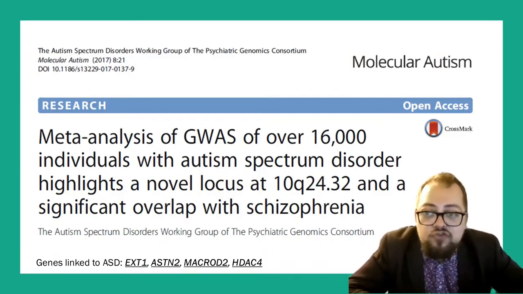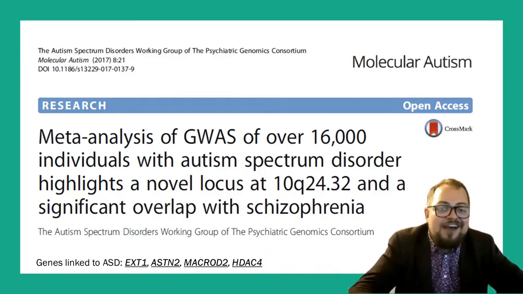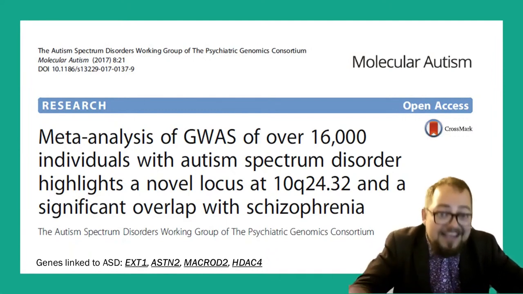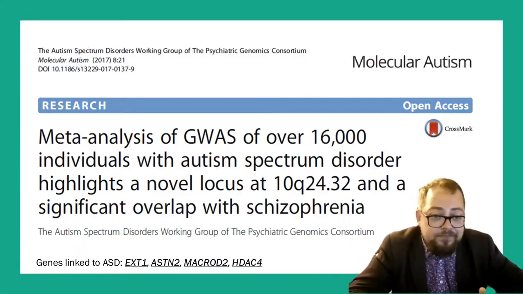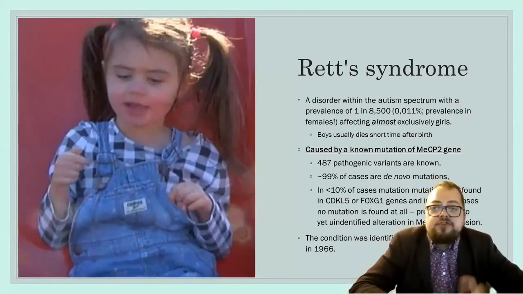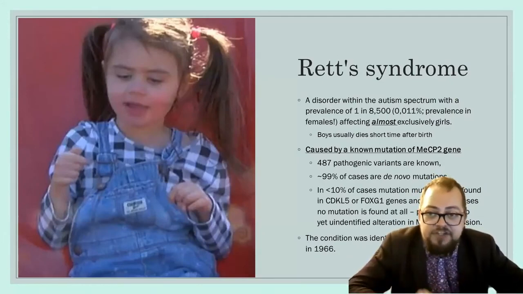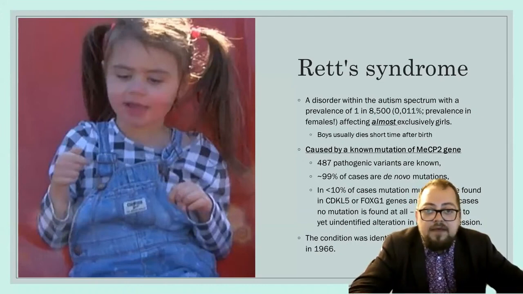Of course, this is not true because we can't even say really which genes are in fact taking part in pathophysiology of ASD. There is one exception to that. There is one form of autism spectrum disorder that was linked to a specific gene, and it's Rett syndrome, which is caused by a known mutation of the MECP2 gene.